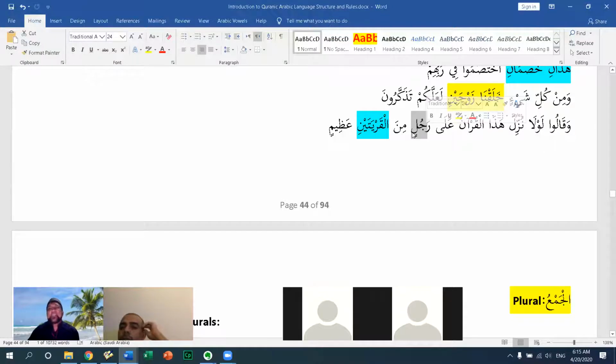So here, this is very interesting. We have the noun, al-ism, and this is the sifa, the adjective. But there are two words in between the sifa and the mawsuf, between the na'at and the man'ut. This is an interesting structure of the Quran: على رجل من القريتين عظيم.